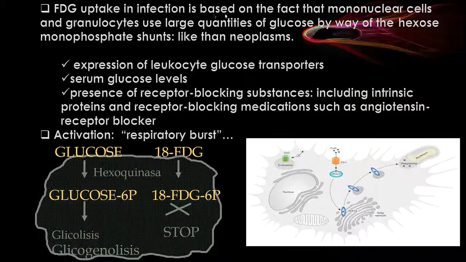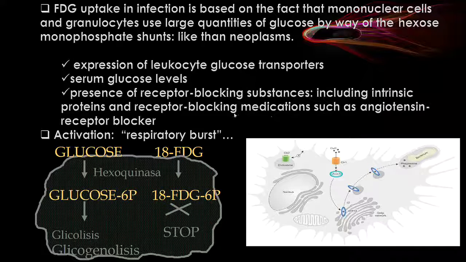FDG uptake in infection is based on the fact that mononuclear cells and granulocytes use large quantities of glucose by way of the hexose monophosphate shunt, like that of neoplasm. Expression of leukocyte glucose transporters is up when it is infected. Serum glucose levels should be low. Presence of receptor-blocking substances, including intrinsic proteins and receptor-blocking medications such as angiotensin receptor blockers. Activation of the respiratory burst.